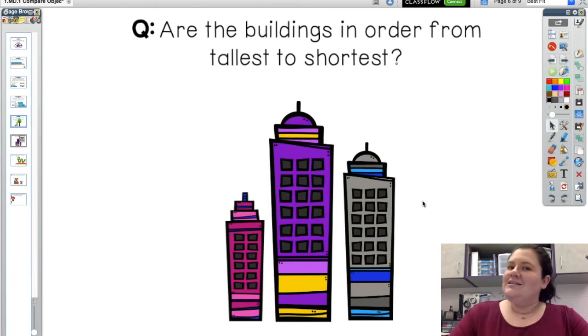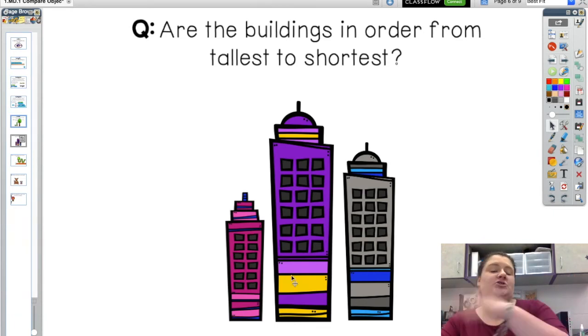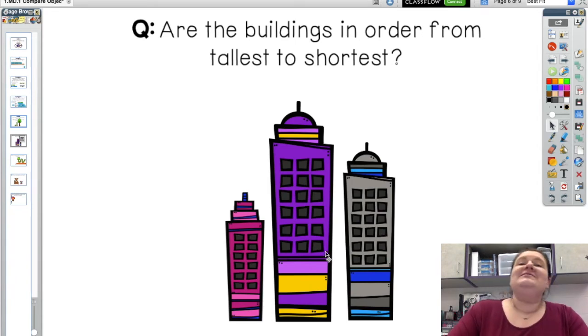All right, so now we're going to go ahead and practice with a few questions. So it says right here, are the buildings in order from tallest to shortest? Well, let me look. The shortest building looks like it's first, but this tall building, this purple building, is much taller than this gray building, and it's in the middle. So no, this is not in order from tallest to shortest, but also, the shortest is first. I'm supposed to go from tallest to shortest. So no, this is not in the right order at all.